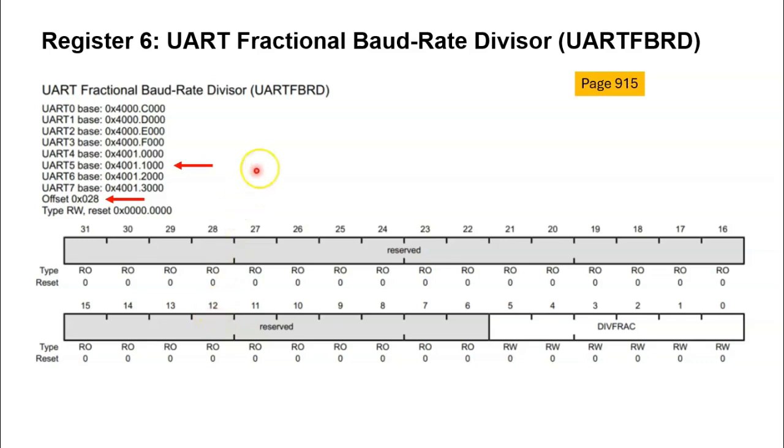And then the other UART register is the UART fractional baud rate divisor register. Base address is 40011000 hexa, and the offset is 028. Only bit 0 to bit 5 of the 32-bit register are used, and this is taken from page 915 of the datasheet.